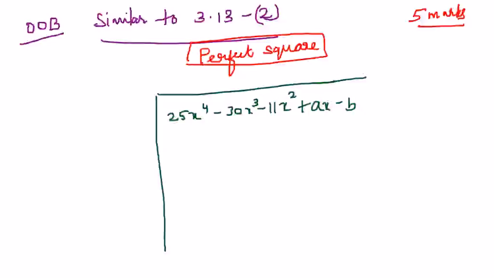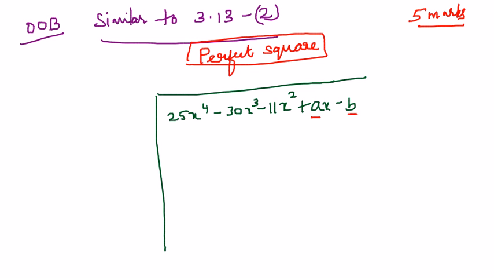Okay, hi. Now let's look at an out of book question which is similar to exercise 3.13 or the second sum. They have given you a polynomial which is this here, and they say it's a perfect square, and now you have to find a and b. Like how we have done 3.13 or the second sum earlier, we are going to do it the same way.